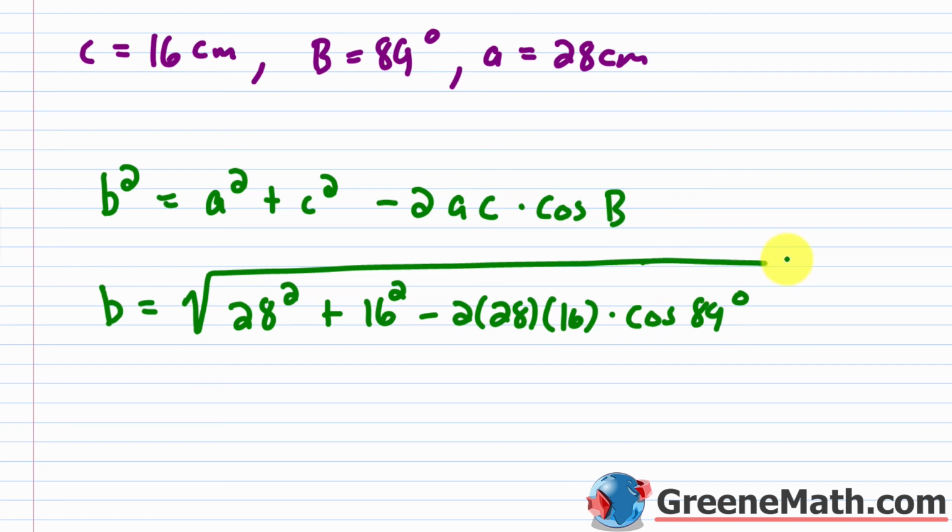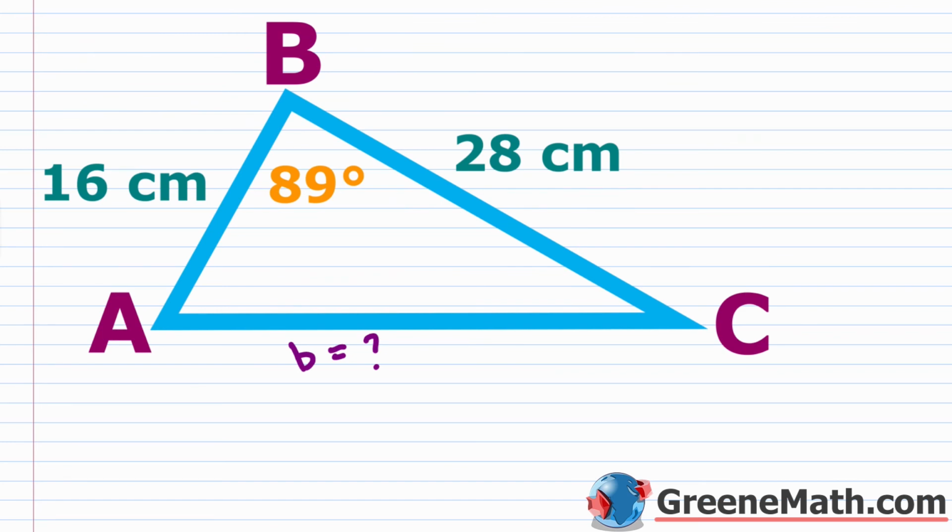So I get about 32, let's just call it that. So I'll say it's about 32 centimeters. So we'll say that our side B is approximately 32 centimeters. And again, if we go back up here, we can just label this. I'll say this is approximately 32 centimeters.